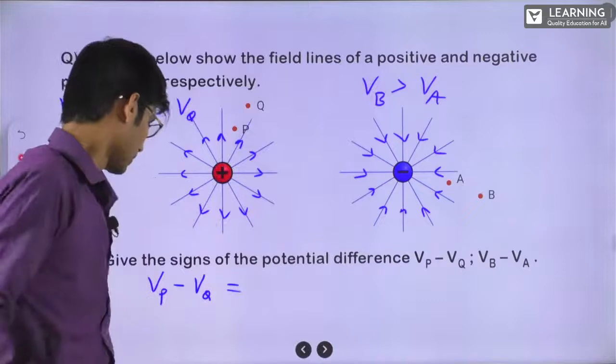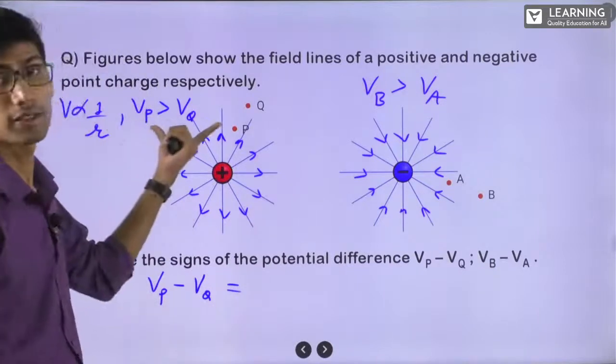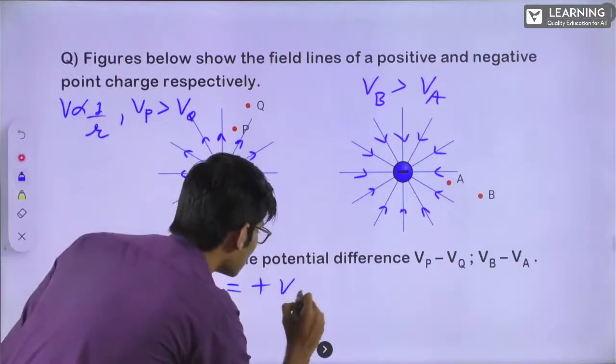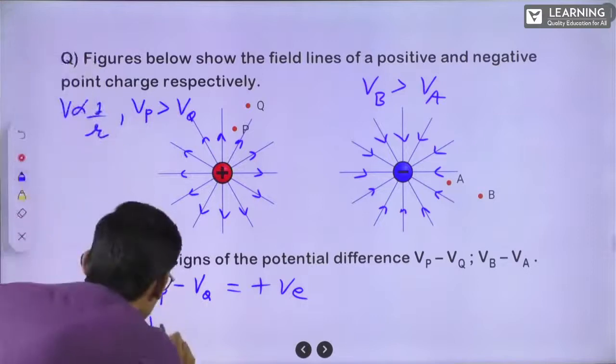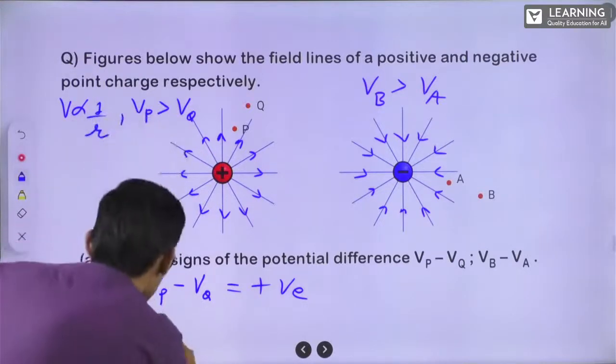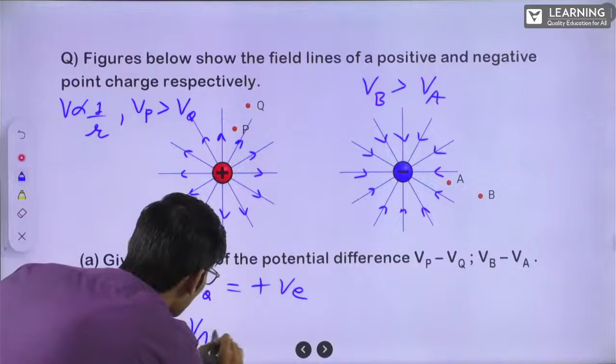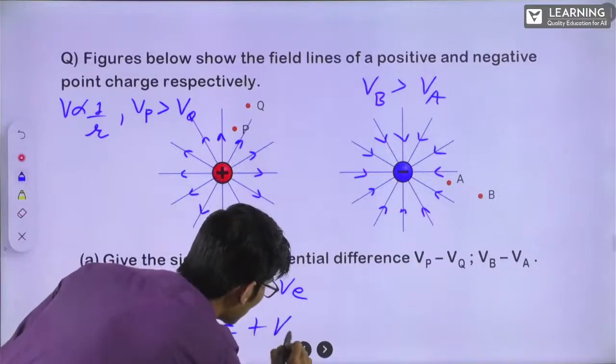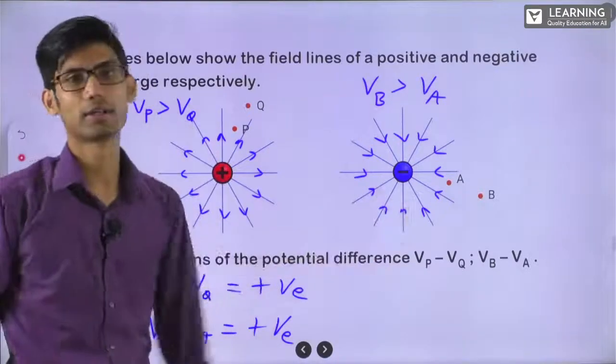Alright. So now Vp minus Vq. Vp is greater than Vq. This will be positive. And Vb minus Va. Again, this will also be positive. Why? Because Vb is greater than Va. Clear?